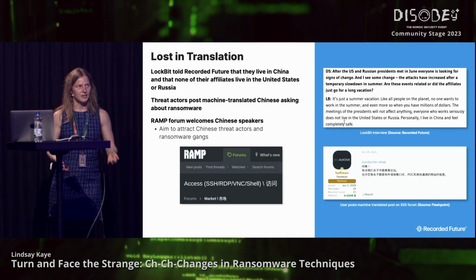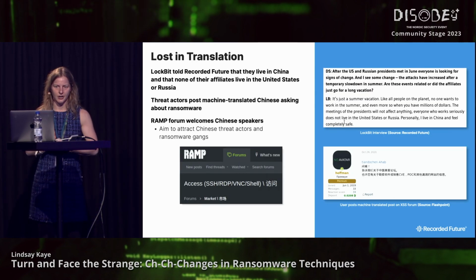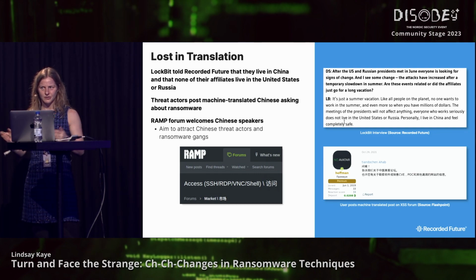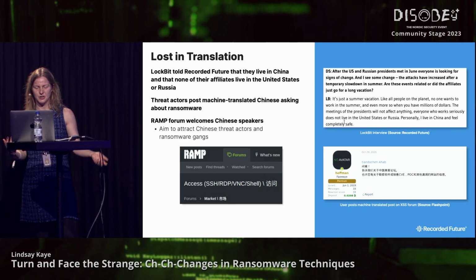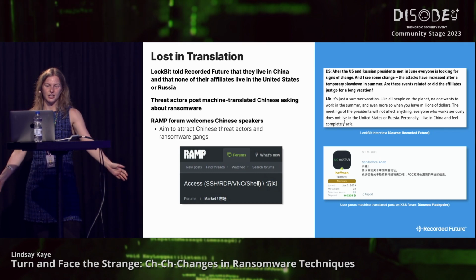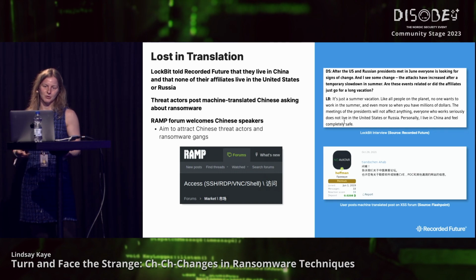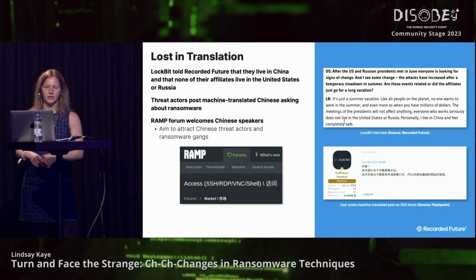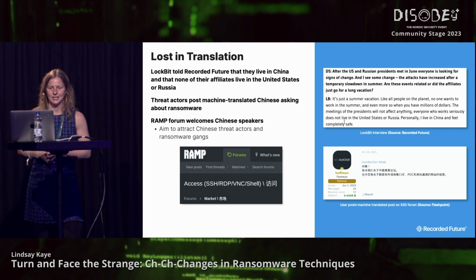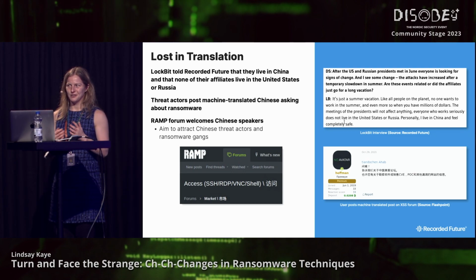Another interesting trend that LockBit is certainly a part of is the idea of trying to false flag, instead of as a Russia-associated group, as a China-associated group. When Recorded Future actually interviewed LockBit and raised some concerns about what happens to people who live in Russia or the US, they advised that they certainly live in China and that none of their affiliates live in the United States or Russia, so these aren't concerns of theirs. Interesting.